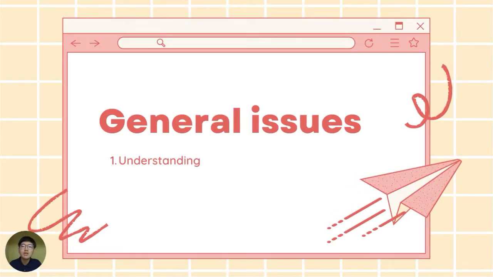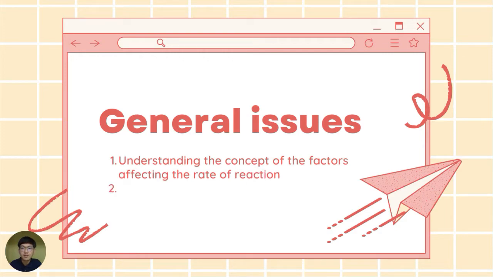Alright, so for general issues, we came up with two of them, which are firstly, understanding the concept of the factors affecting the rate of reaction, and secondly, remembering the constituent priority list. So these two subtopics are what students face difficulties with, hence Philip and I came up with these two general issues.